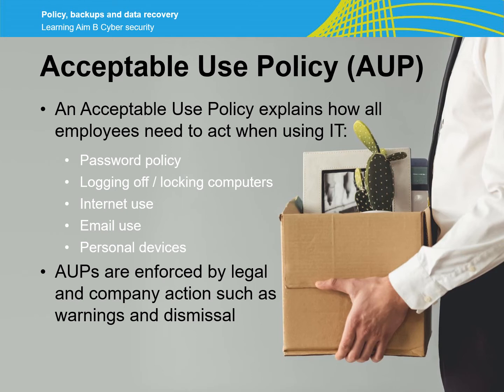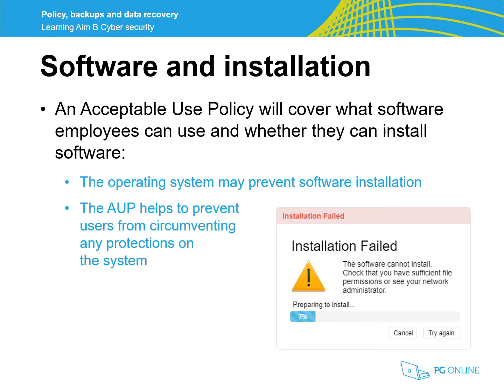If they were to break any of these rules, they would then be breaking the acceptable use policy and they could be sanctioned accordingly by their line manager. This may be a warning or a dismissal. A warning could be written, or it could be a verbal warning, and a dismissal is where you're removed from the job. An acceptable use policy will also cover what software you can use and if you can install your own software.